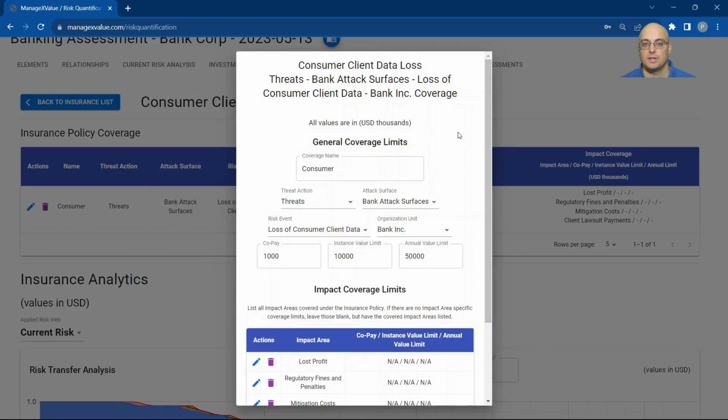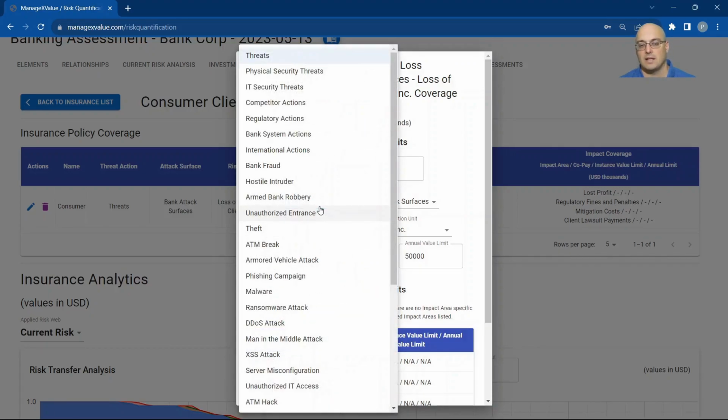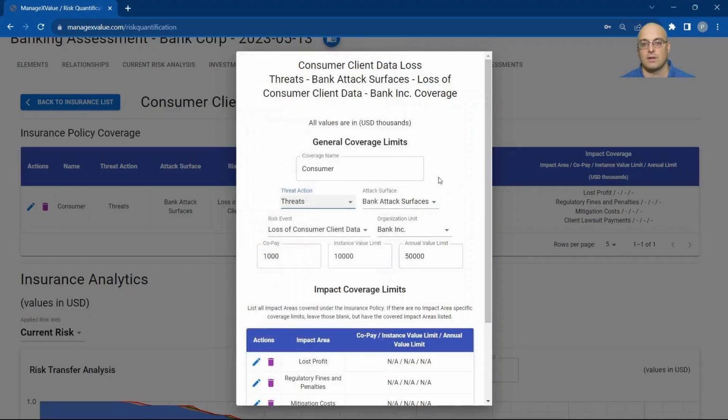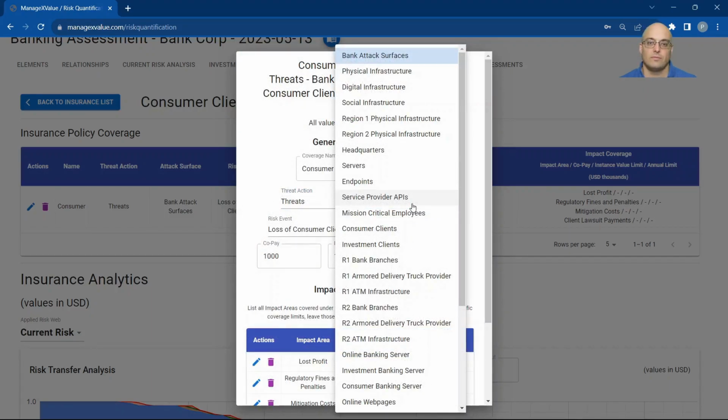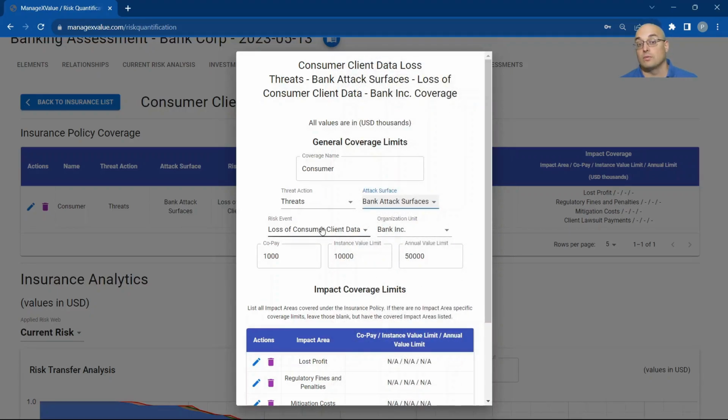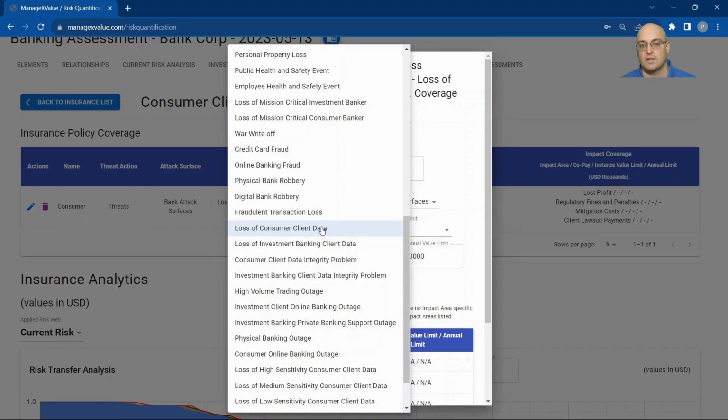Define a specific coverage. Again, the slicing and dicing capability of the graph model comes in handy, because you can define any threat areas that you want the coverage to focus on, like cybersecurity threats. You can focus the coverage on any specific attack surface that is targeted by the threat actions. Or, such as in this case, you can define very specific risk events, no matter what type of threat actions resulted in those risk events.